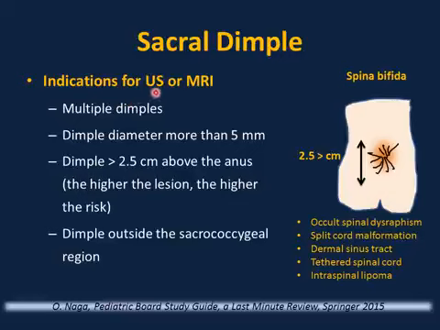So if you see on ultrasound or MRI, for example, occult spinal dysraphism, split cord malformation, dermal sinus tract, tethered spinal cord, or intraspinal lipoma, in these cases you need to refer to a pediatric neurosurgeon.